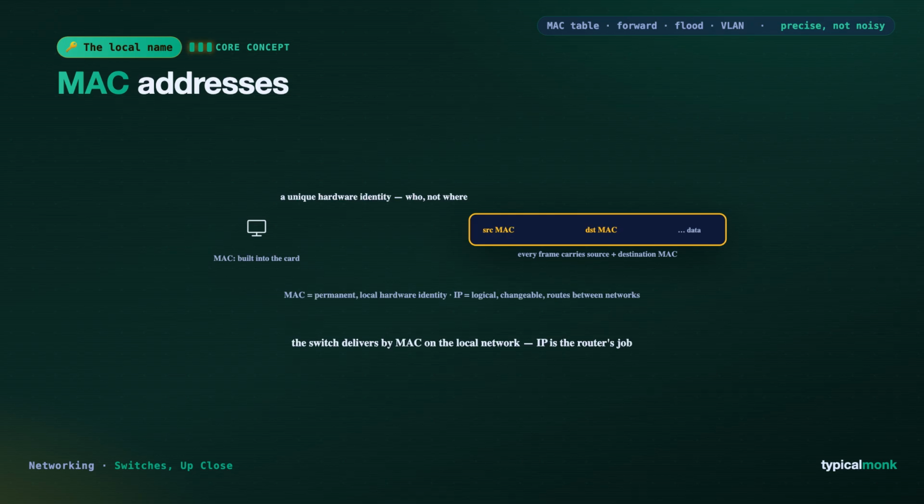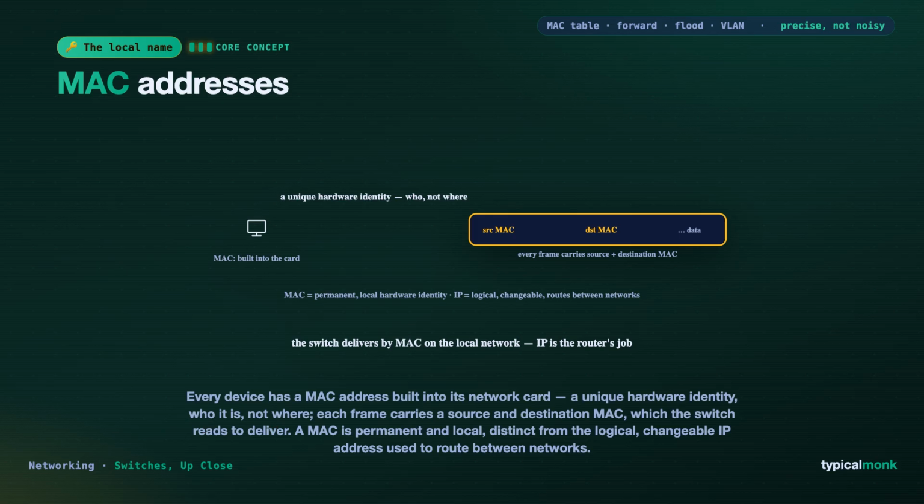It is worth pinning down the distinction that trips people up. A MAC address is a hardware identity, permanent and local, while an IP address is a logical, changeable address used to route across networks. On your local network, the switch delivers by MAC address. Crossing between networks is the router's job, using IP. Two addresses, two layers, two purposes. And today, we are firmly in the world of MAC.